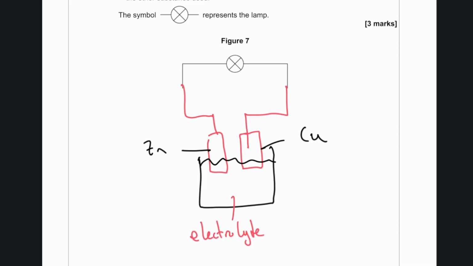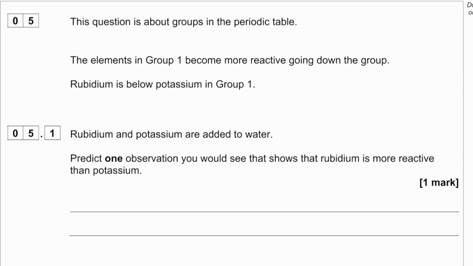So that's your 3 marks. You can see what you get each mark for. One to label that, one to label that, one to label that. As long as the diagram is correct, you labeled everything correctly, and you've labeled the electrolyte, you would get all 3 marks. Moving on to question 5 then.